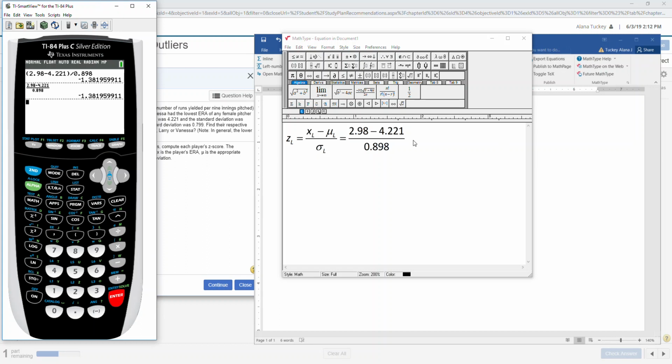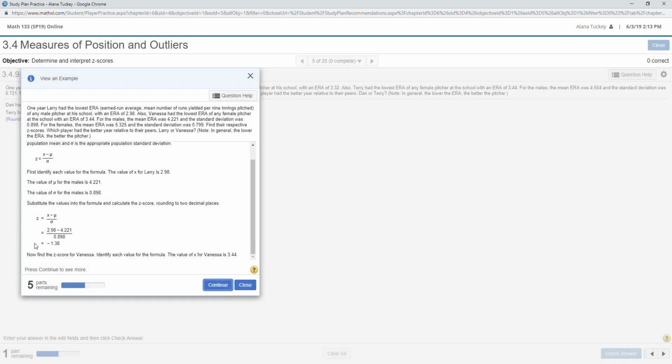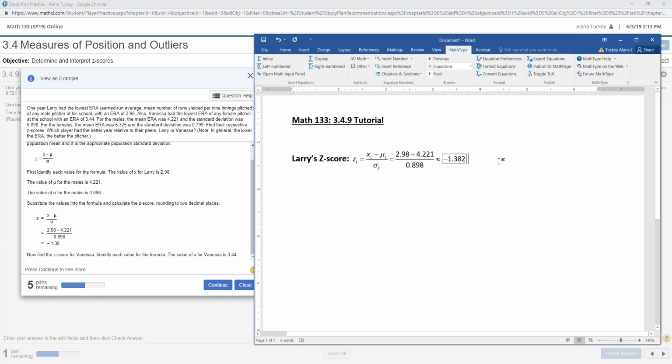All right, so this would be negative 1.382, roughly. That should be the z-score for this individual as far as I am concerned. Now let's see if the computer agrees with me. So I click continue, and it's going through the formula. There it is, negative 1.38. Great. And then you just do the same thing for Vanessa.